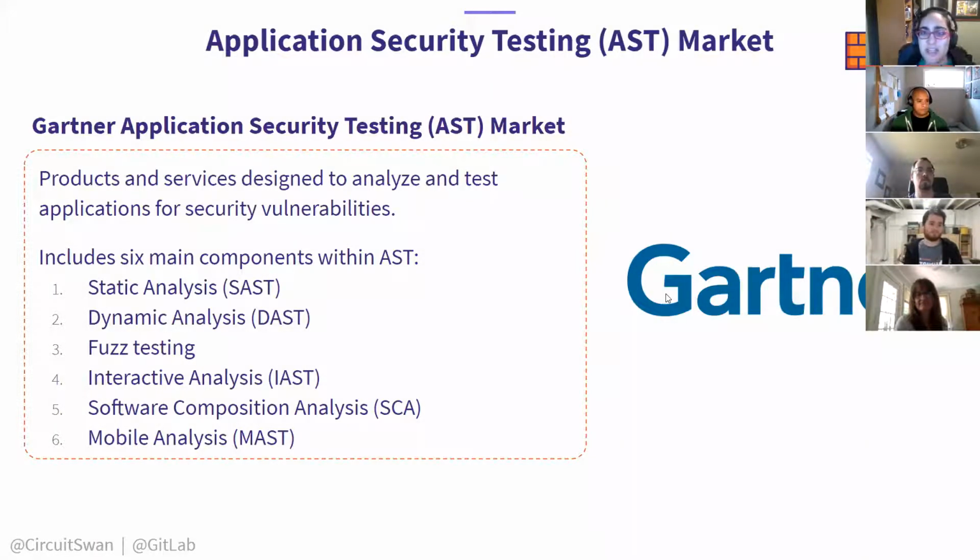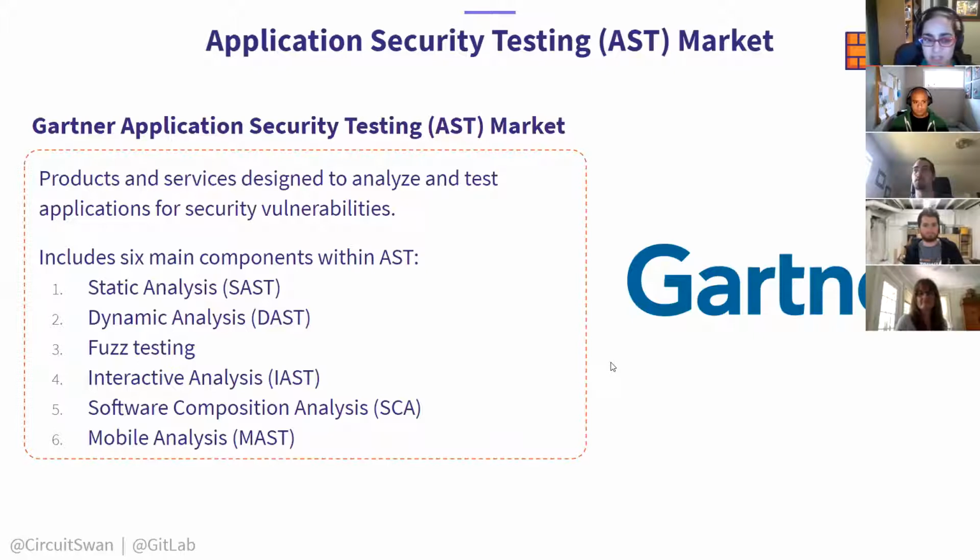So basically the AST market, as defined by Gartner and most other people, includes services that you're going to use to test your code for security vulnerabilities. And that usually includes a mixture of SAST, DAST, fuzzing, IAST, SCA, and mobile analysis. And you can kind of see what those all stand for here.